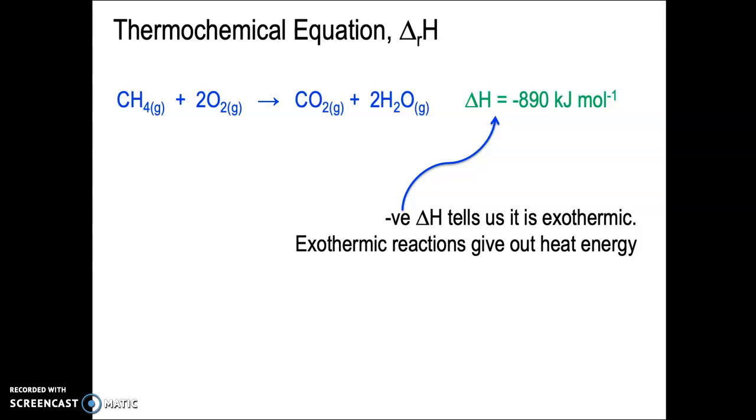Here is another example. This is the combustion of methane. So you've got 1 mole of methane reacts with 2 moles of oxygen, and it produces carbon dioxide and water. This is also an exothermic reaction because it's got a negative value here, which indicates that it's exothermic, and that tells us that it gives out heat.